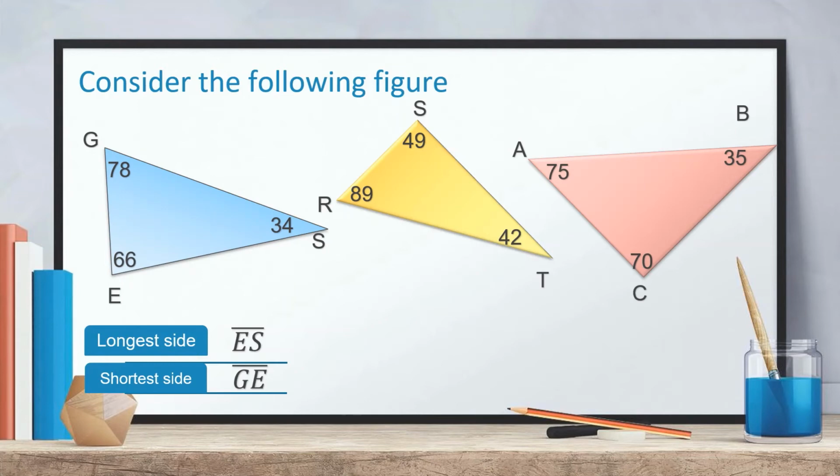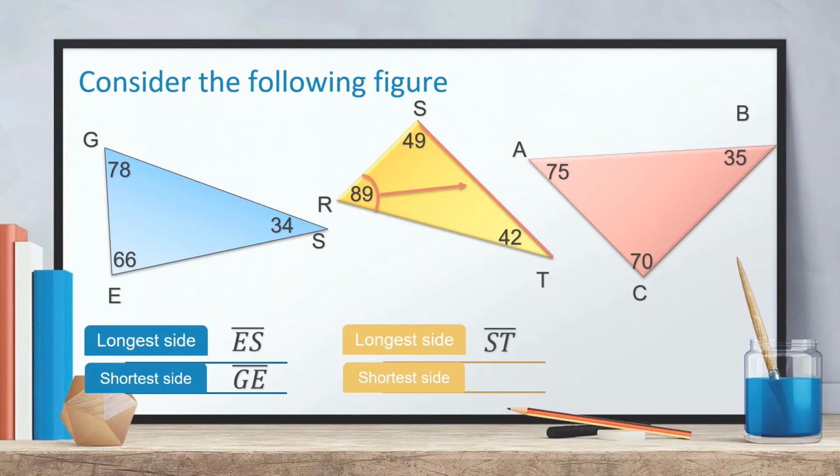On triangle RST, we are going to identify the longest side and the shortest side. Okay? So, to identify the longest side, hanapin natin ang largest angle. So, what is the largest angle in triangle RST? Okay, correct. It is angle R. And opposite angle R is side ST. So, therefore, ST is the longest side.